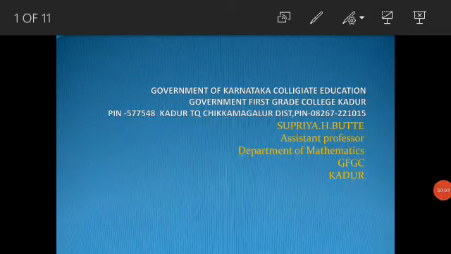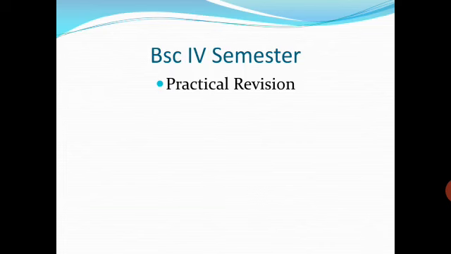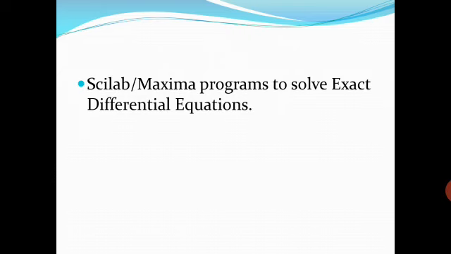Myself, Supriya H., Assistant Professor, Department of Mathematics, Government First Grade College, Kadur, affiliated under Kuvempu University. Today, I explain a 4th-semester BSc practical program. I take a program to solve an exact differential equation using Maxima or Scilab. I explain this program through Maxima.